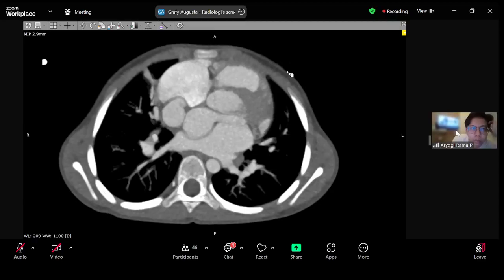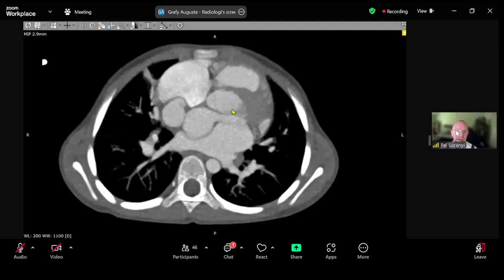Prof, maybe I have one question, about this vessel. How could we come to the vessel as a sinoatrial artery, since it's usually coming from the RCA? Excellent question.